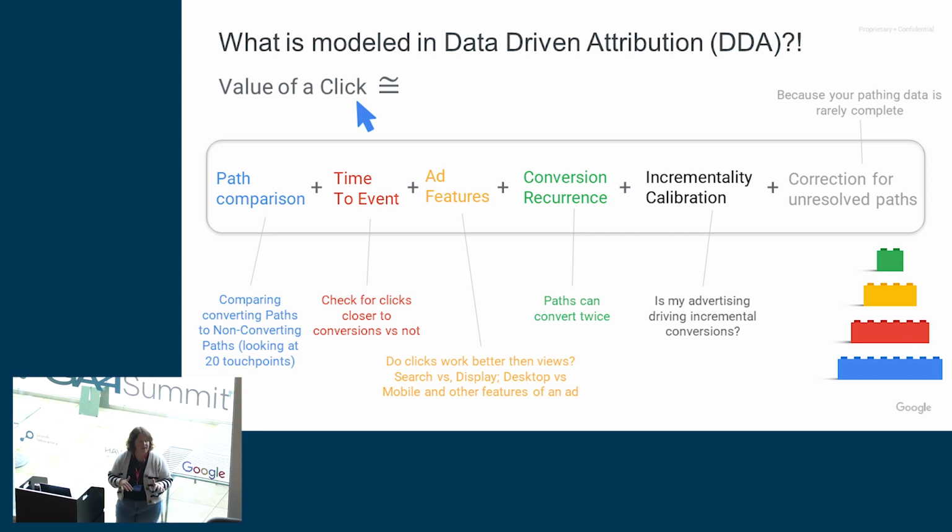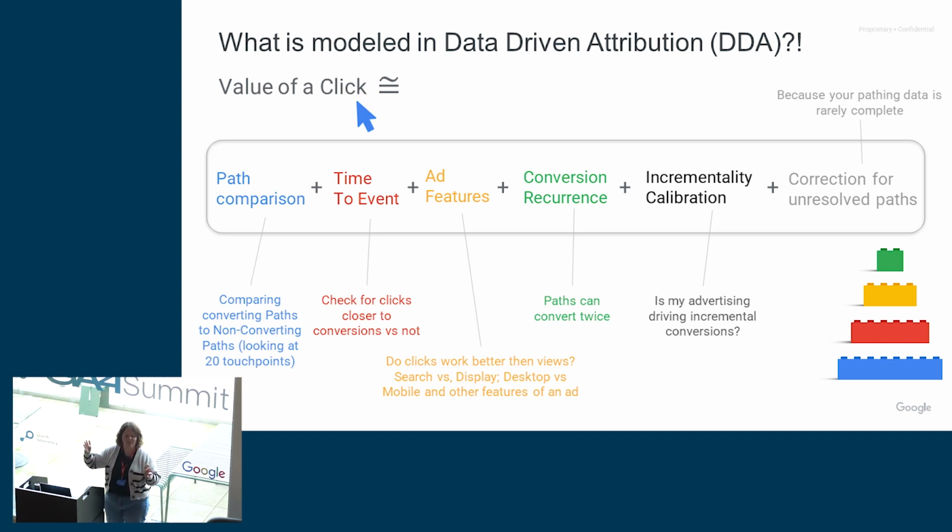The important thing here is that we're looking at converting and non-converting paths. By taking that conversion rate, it means that we're looking at those people who didn't convert as well, and that's really important. And in GA4, we're looking at 20 touch points when we're looking at these paths to conversion, whereas in Universal Analytics, we were only looking at 4.